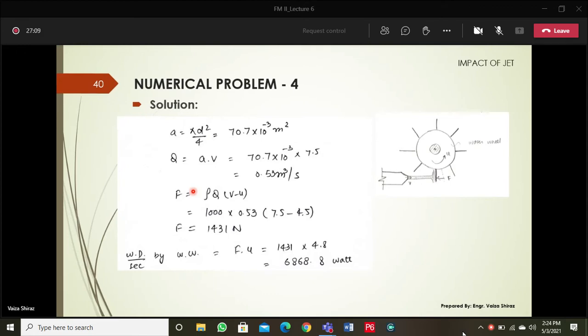आप directly apply कर सकते हैं. लेकिन जहाँ पे भी आपको कंफ्यूजन है कोशिश करें कि आप इक्वेशन अप्लाई करके इक्वेशन डिराइव करें और फिर उसे यूज करें. So equation for F is rho Q (V minus U). Rho is 1000 because you are not given any temperature condition. So take the standard rho value as 1000.